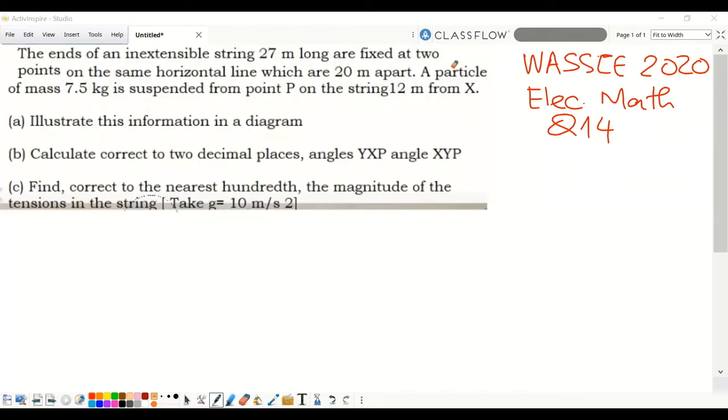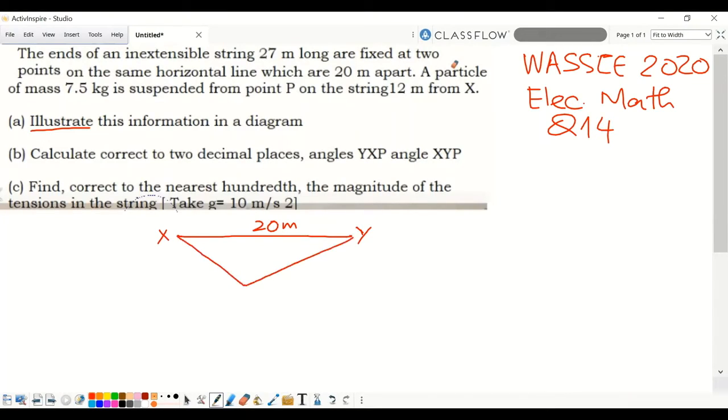This is the solution video of question 14 of Elective Math WASSCE 2020. The first part says illustrate this information in a diagram. What is the information? It is this. So there are two ends of a string, X and Y, which is 27 meters long. But the horizontal distance between them is 20 meters. That means 27 meters is hanging like this.